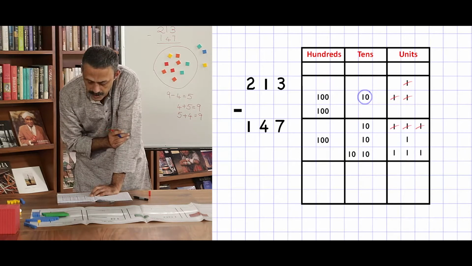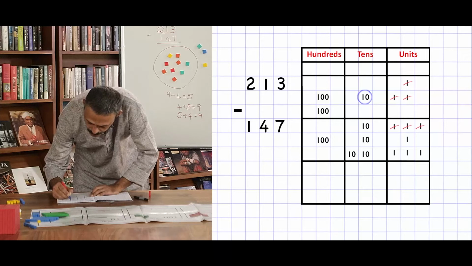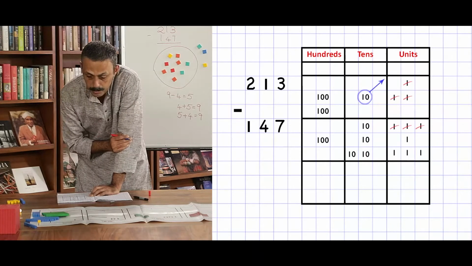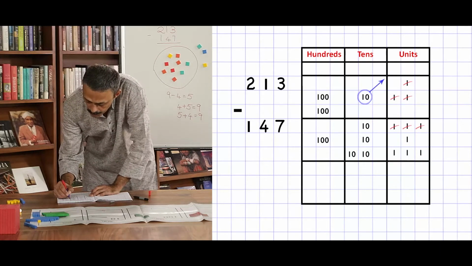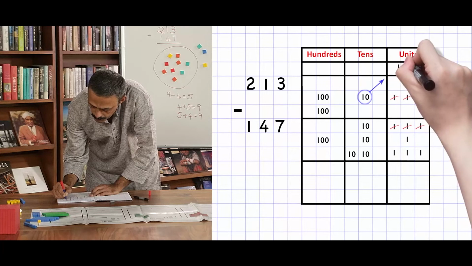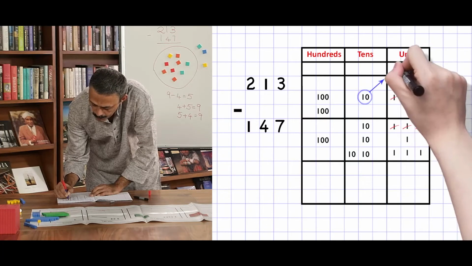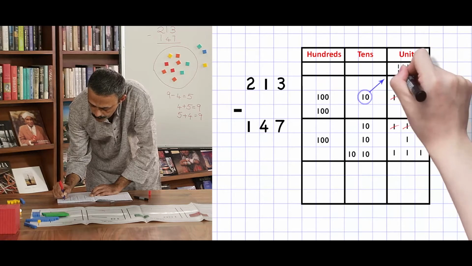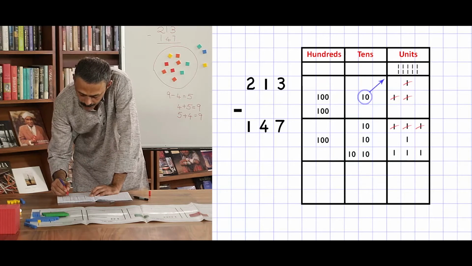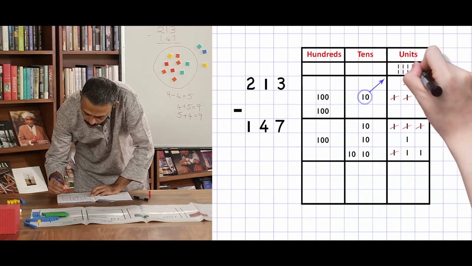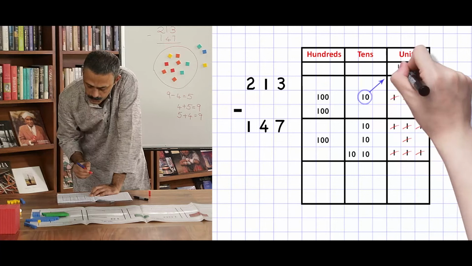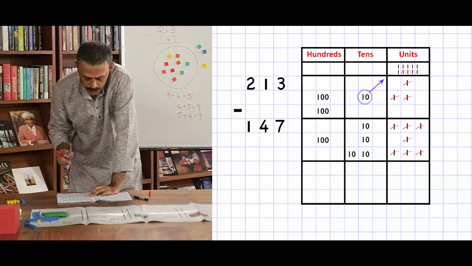I will regroup this 10 from the place of 10 to the units place. I have taken this 10. This is going to the units place, but not as a 10, but as 10 units. 1, 2, 3, 4, 5, 6, 7, 8, 9, and 10 units. I have 10 units. I have to remove 7 units, so I am able to remove all 7 units.